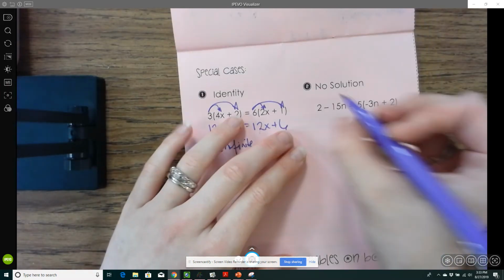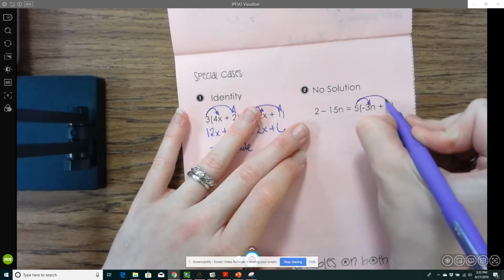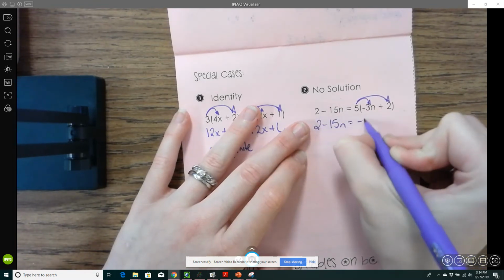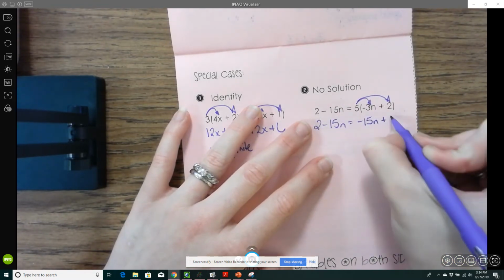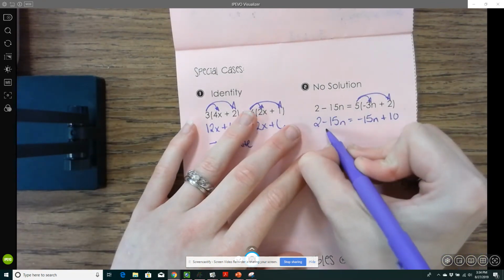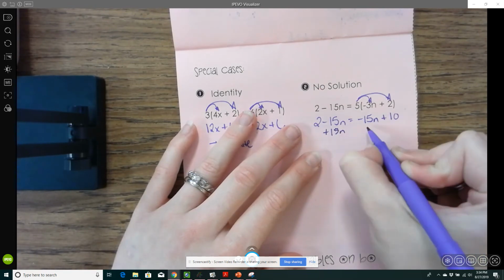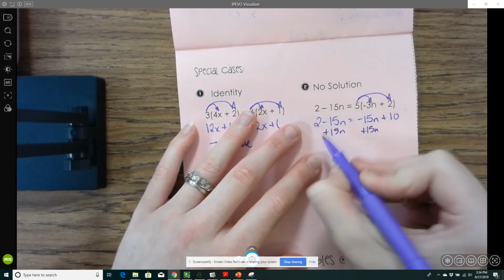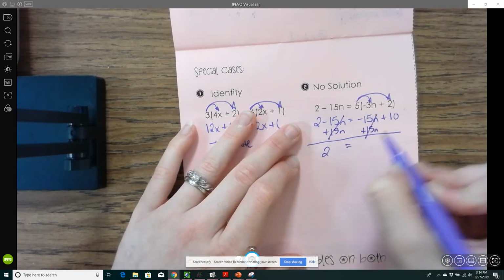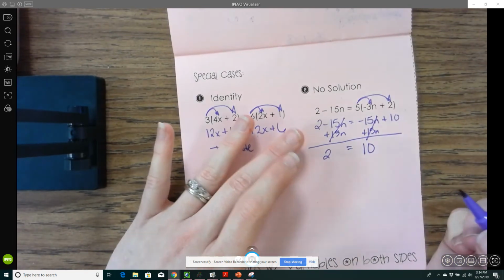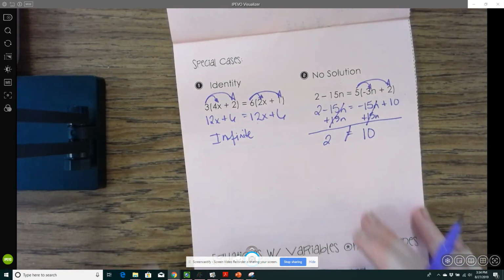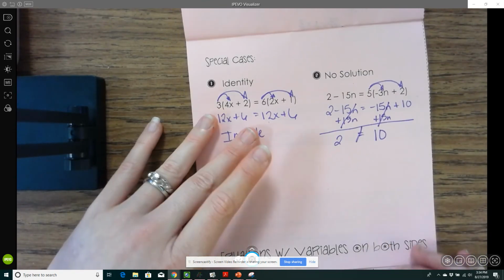Now, when we get no solution, so if we distribute here, we would have -15n plus 10. And so if we start moving things around, so if I add this to both sides, trying to get the variable together, I would have 2. This would cancel, and this says 2 equals 10. So 2 can never equal 10. So there would be no solution to that problem.